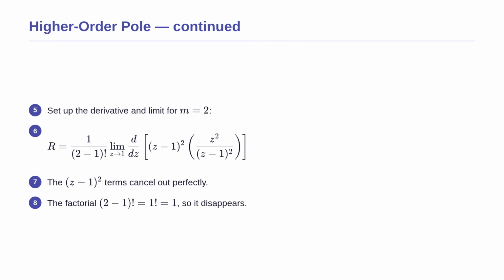Now, look at the terms inside the brackets. The z minus 1 squared on the top and the bottom cancel out beautifully. This leaves us with just z squared inside the derivative brackets. The factorial fraction in the front simplifies to 1, so it effectively disappears from our calculation. We have successfully removed the singularity and simplified the expression.